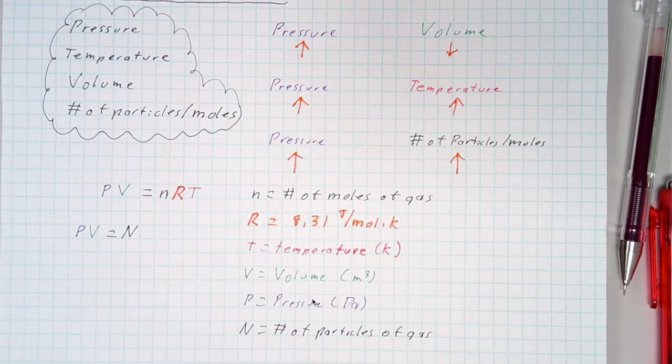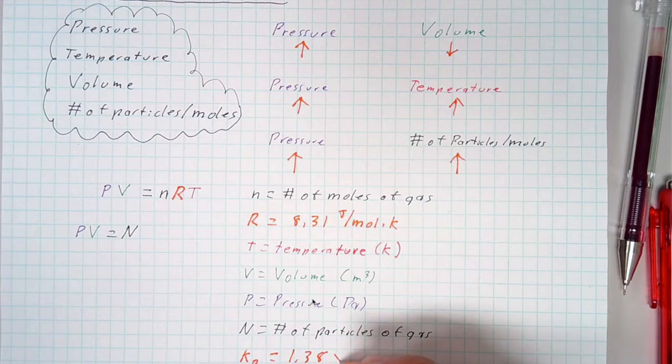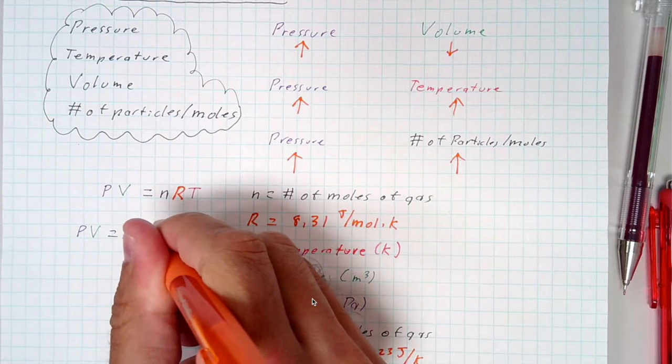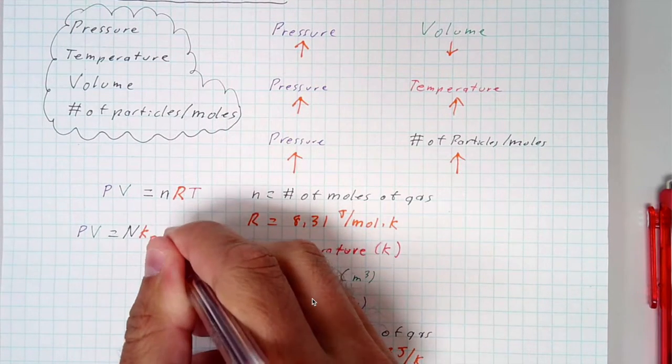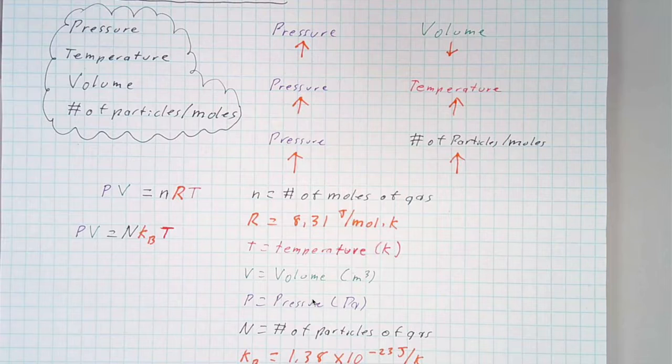If you remember Boltzmann's constant, that was what we discussed earlier. Boltzmann's constant is K sub B. And if you don't remember from the previous video, it is just 1.38 times 10 to the negative 23rd joules per Kelvin. So that would just be N K B, and then times temperature, again in Kelvin. That one doesn't really change.